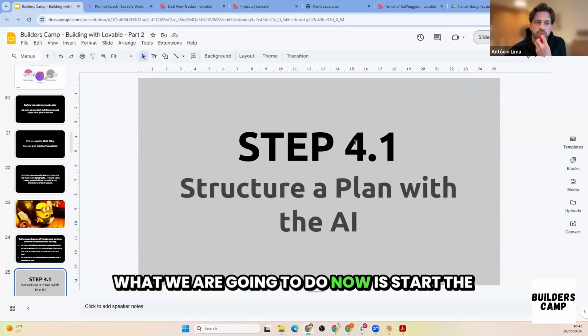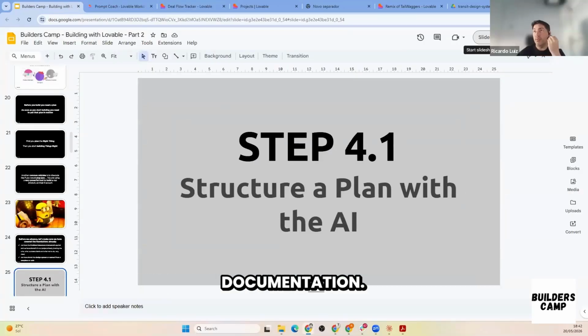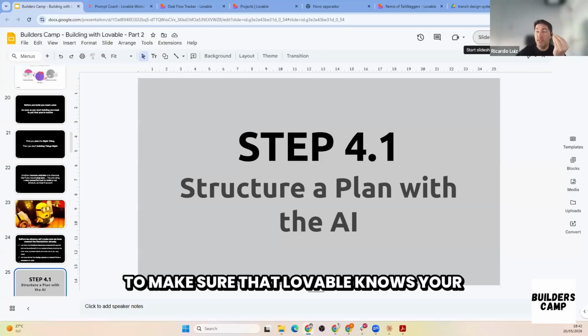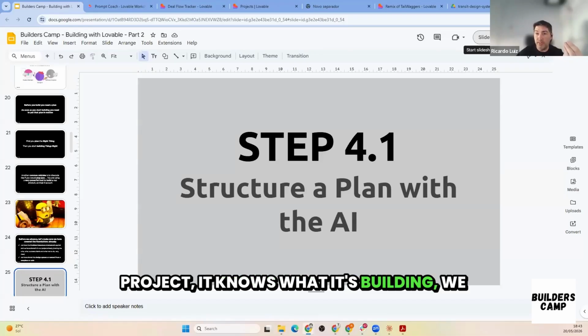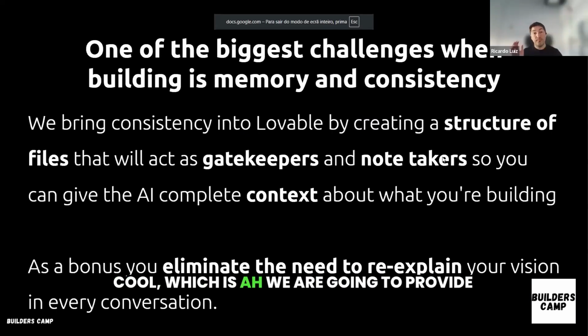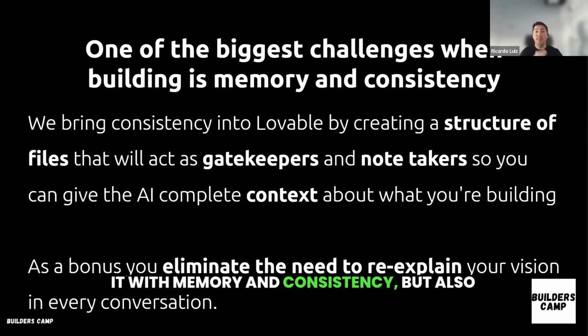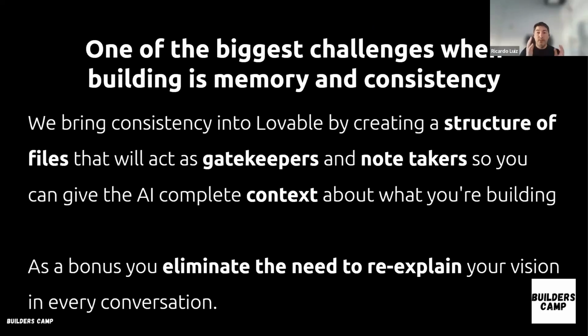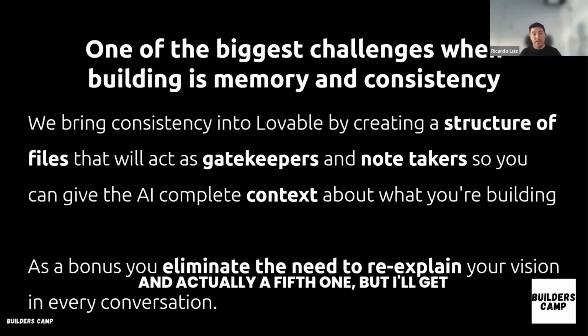What we are going to do now is start the documentation, okay? To make sure that Lovable knows your project, it knows what it's building, we are going to do something very cool, which is provide it with memory and consistency, but also with a plan, okay? We are going to build 4 files and actually a 5th one, okay, but I'll get there.